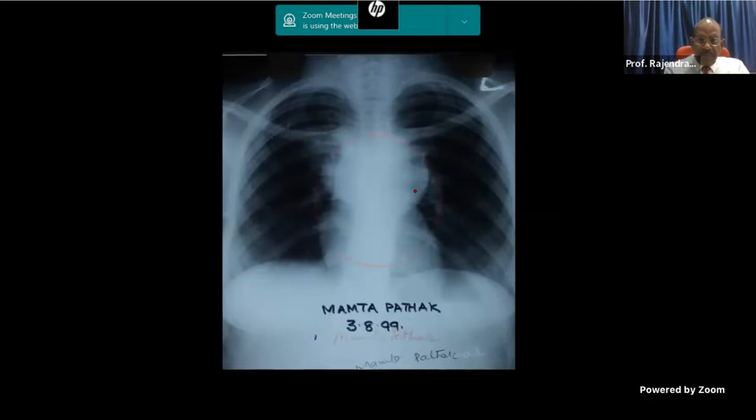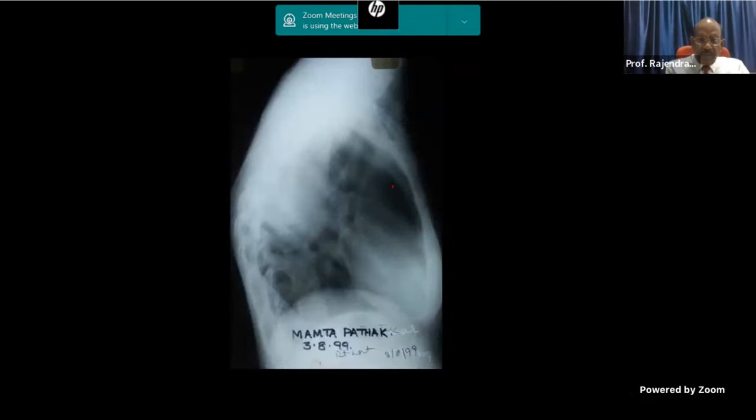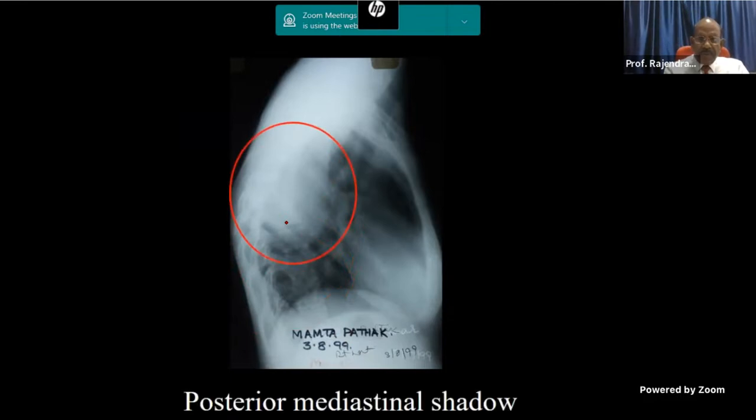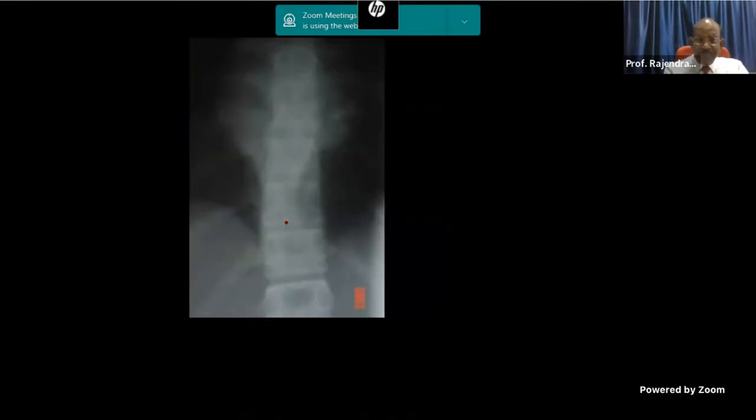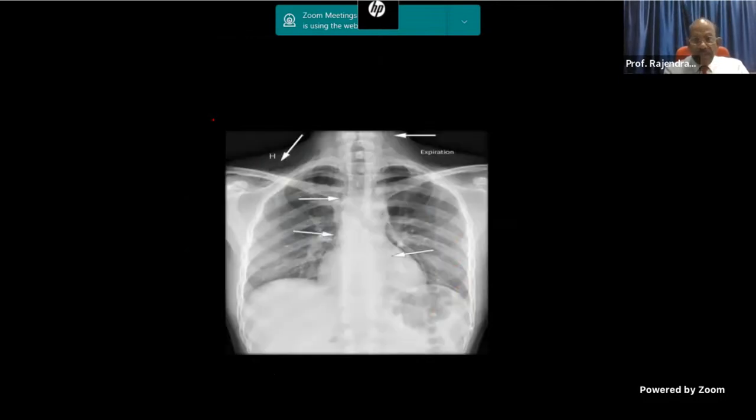And in this patient, in the lateral view, we can demarcate that something is here around the vertebrae. So that is essentially a posterior mediastinum lesion. When the AP view was done, you find there was a lot of intervertebral disc problem, and it was finally diagnosed as Pott's spine with paravertebral abscess. So sometimes these pictures may also present in routine radiology.